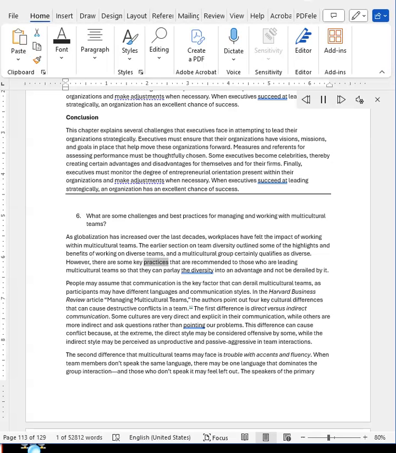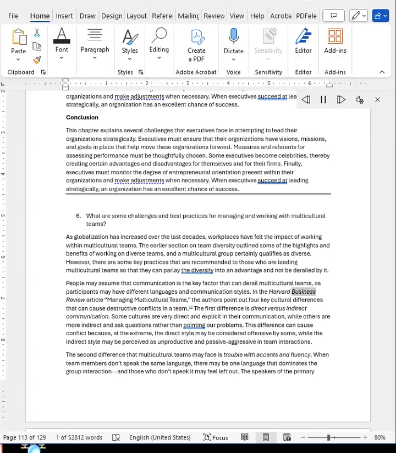However, there are some key practices that are recommended to those who are leading multicultural teams so that they can parlay the diversity into an advantage and not be derailed by it. People may assume that communication is the key factor that can derail multicultural teams, as participants may have different languages and communication styles.